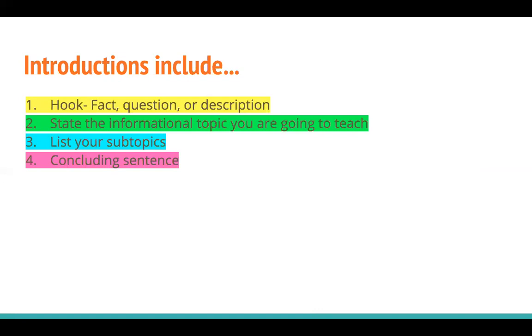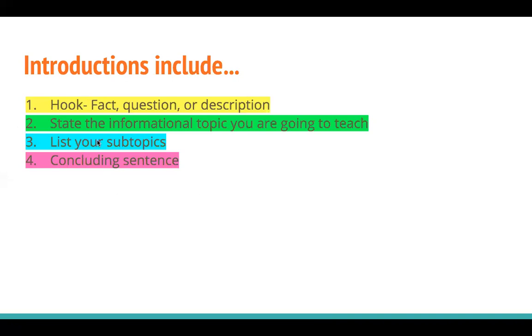And then finally, a good introduction has a concluding sentence. That's the last final piece of your introduction paragraph, and that gets the reader ready to learn all about the topic you're teaching them. Your concluding sentence helps wrap up the introduction in order to make a nice smooth transition into your next paragraph, which would be about subtopic 1.